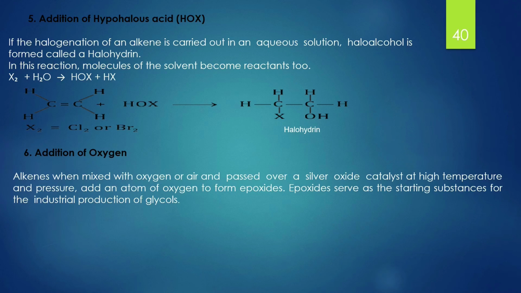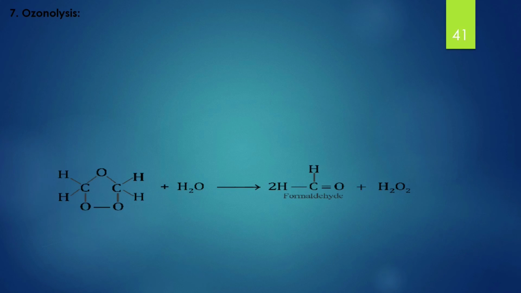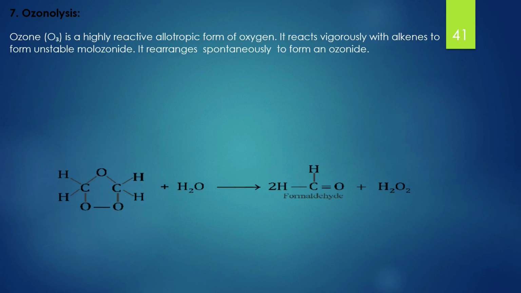When alkenes are mixed with oxygen or air and are passed over a silicon oxide catalyst at high temperature and pressure, they add an atom of oxygen to form epoxides. Epoxide serves as the starting substance for industrial production of glycols as shown in the equation. Talk about ozonolysis now. Ozone is a highly reactive allotropic form of oxygen.